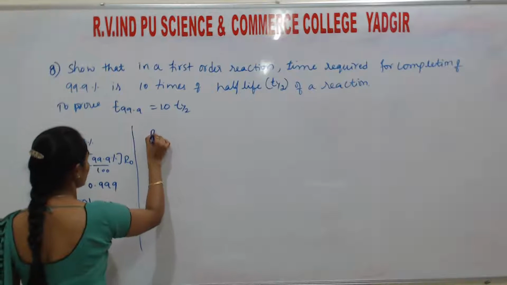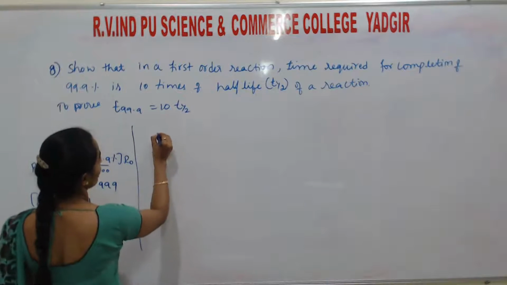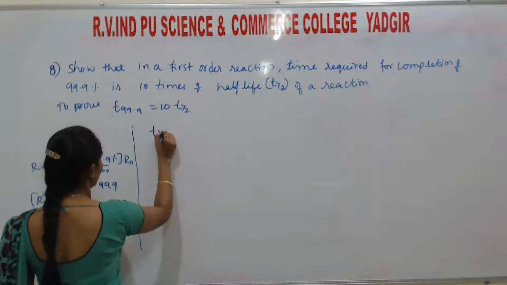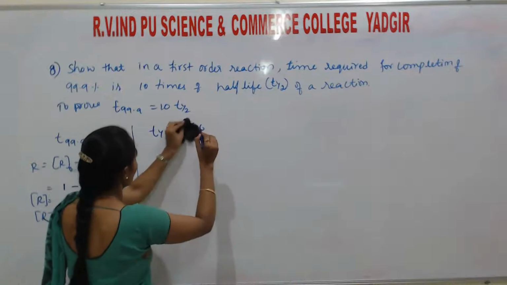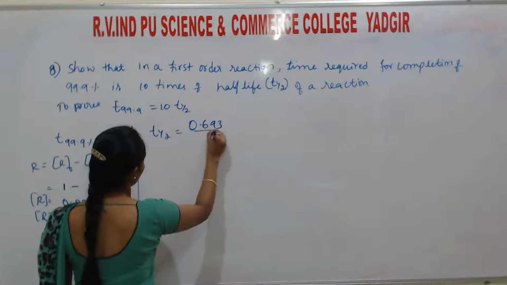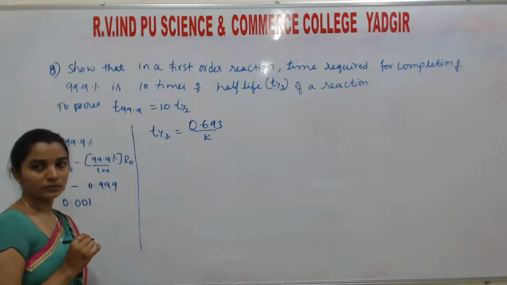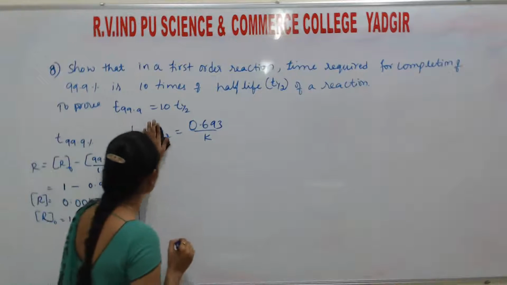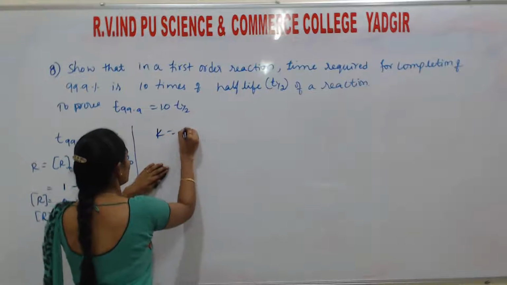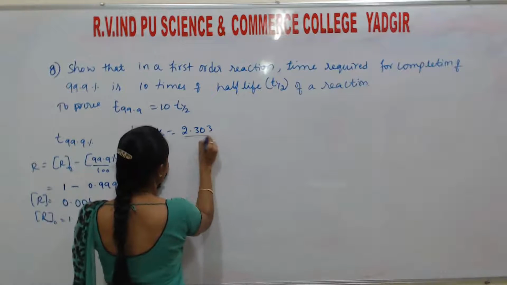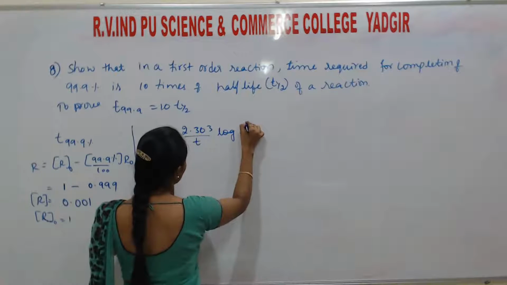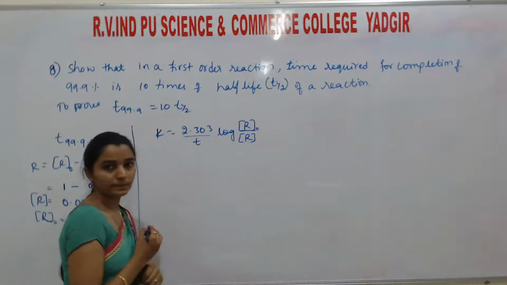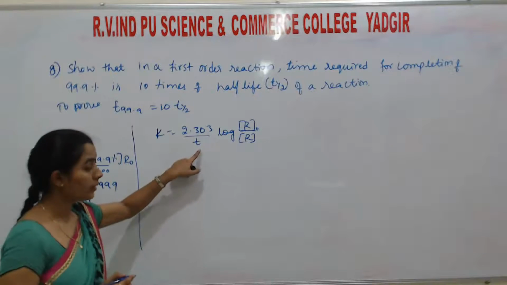Okay, so K is equal to, for our half-life period, I take for half-life period, T half is equal to 0.693 divided by K. Correct? How will this form? By substituting, so listen, I'll take this equation: K is equal to 2.303 by T log of R0 divided by R. Correct? So when will it become T half? When it is exactly half.